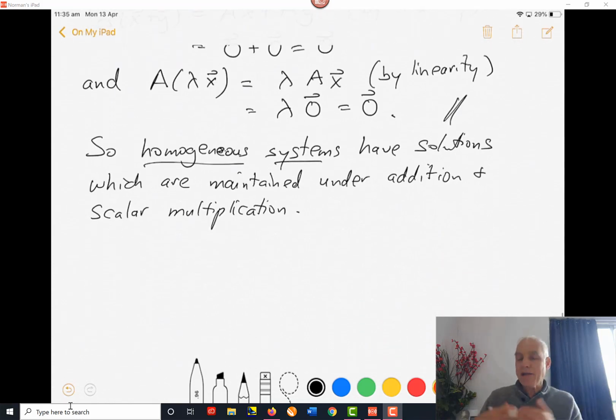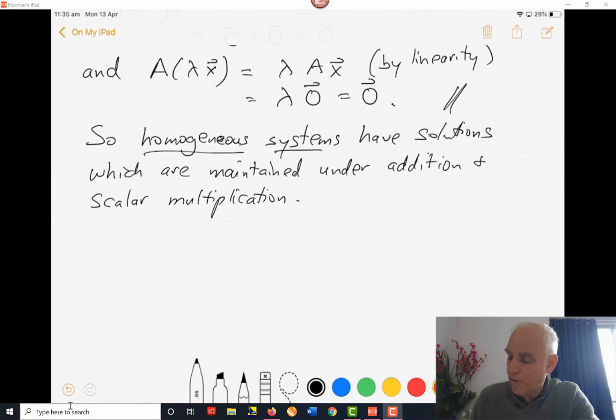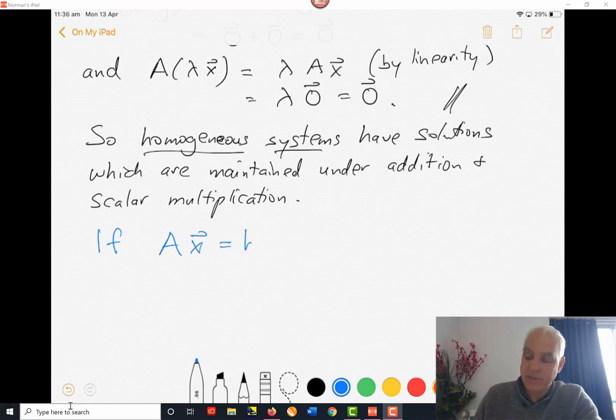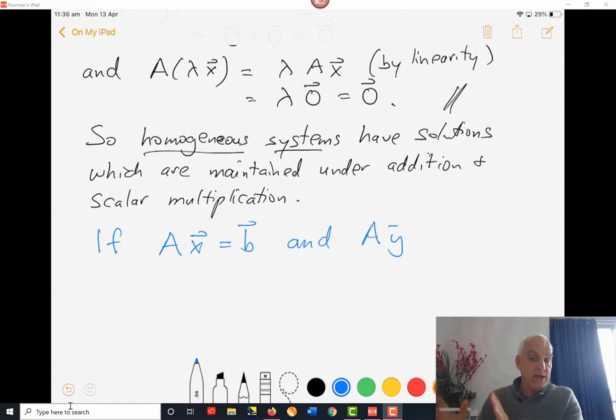Now there's another kind of consequence of this linearity, which I also want to describe, which sort of connects the homogeneous case to a more general case. Okay, so suppose we have the solution AX equals B. So I suppose A times X equals B, and we know that A times Y equals B. Okay, so B now, the right-hand side, is no longer zero vector, just a general vector. And we have two solutions, X and Y.